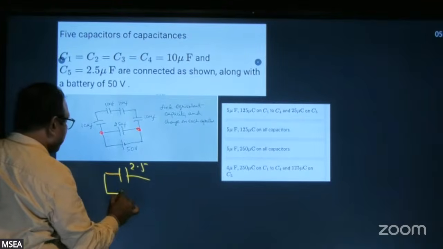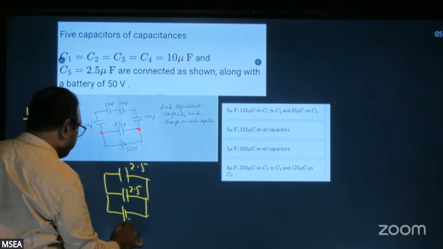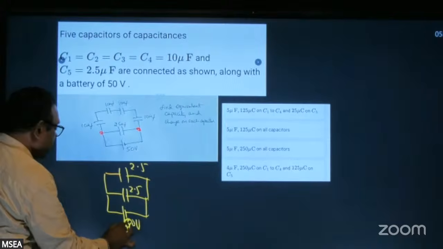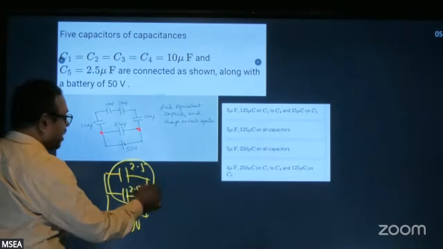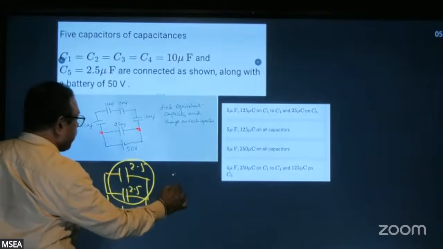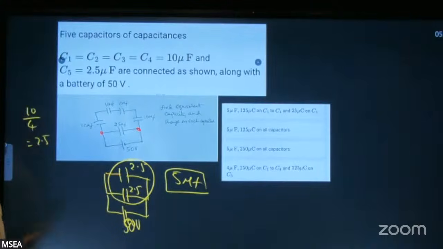This is 2.5 and also this is 2.5 and this is 50 volts. Okay, then what is it asking? Find the equivalent capacitor. As these two are connected in parallel, 2.5 plus 2.5 is 5 microfarad. Therefore, the equivalent capacity is 5.